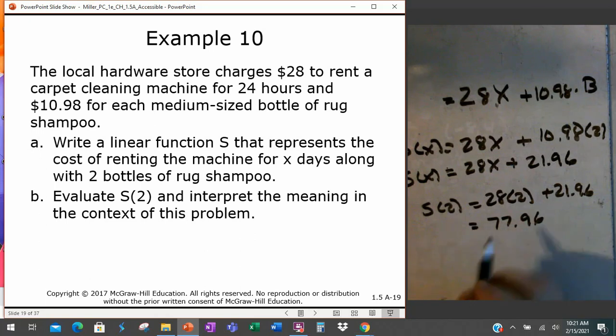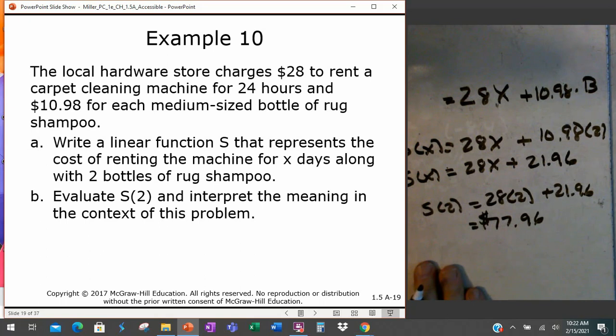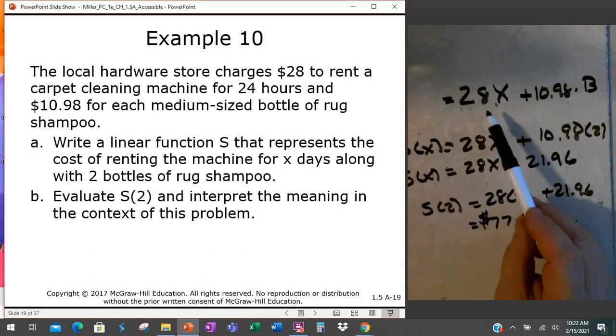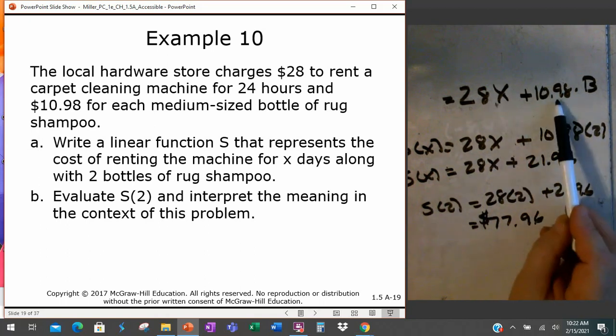That's what you owe. Okay, and then interpret the meaning in the context of the problem. That's what you charge before taxes for renting the machine for 2 days, and you've also bought 2 medium-sized bottles of rug shampoo.